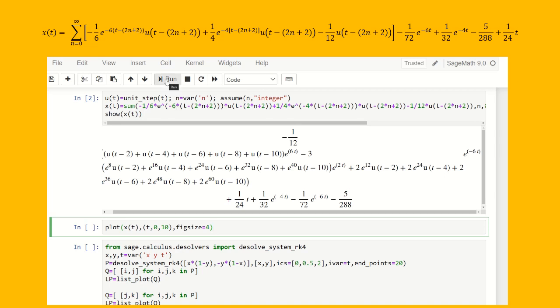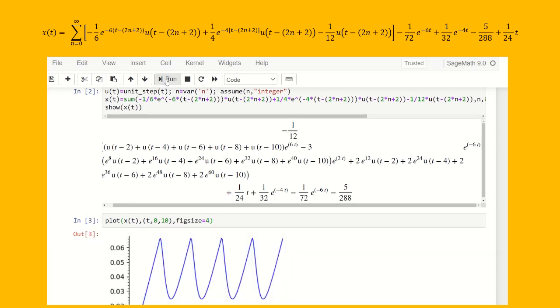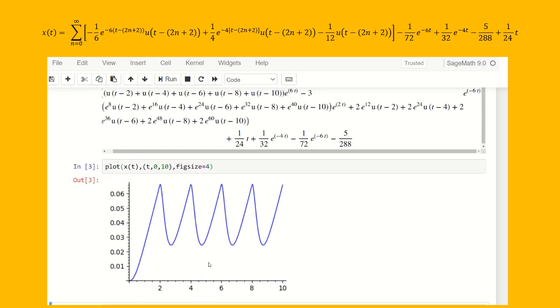So let's run this cell. And here is a plot of our solution to that initial value problem. The mass starts at 0. At time t equals 0, the mass starts with displacement 0, and it also has velocity 0, and so this graph right at 0 is horizontal.